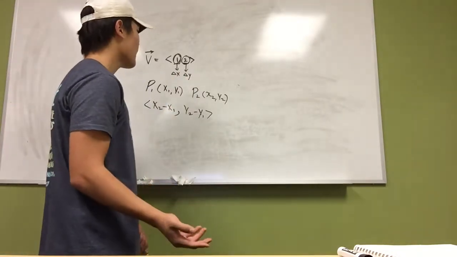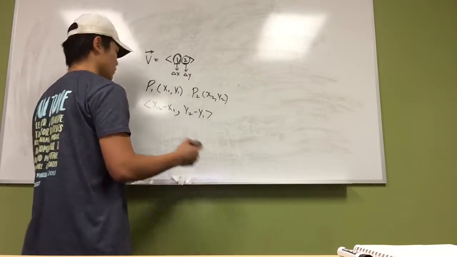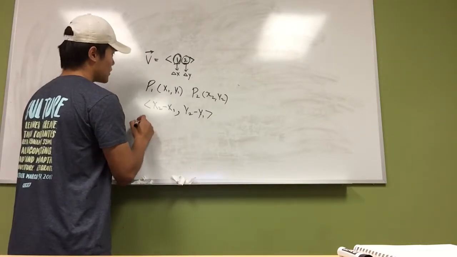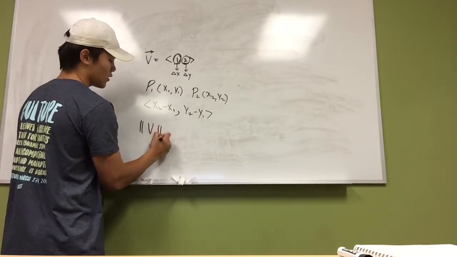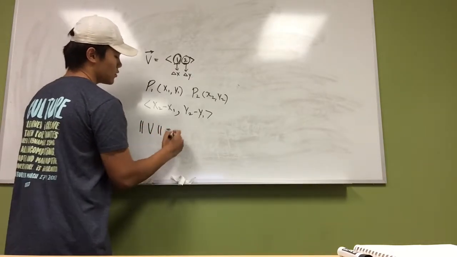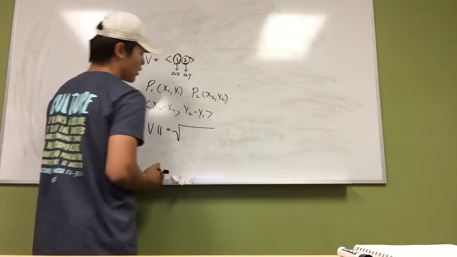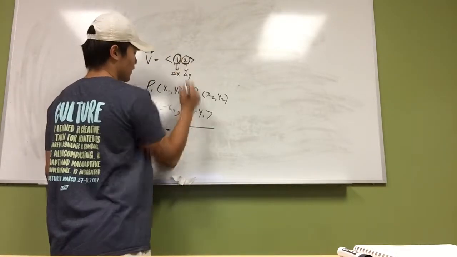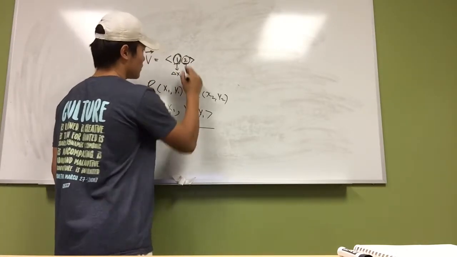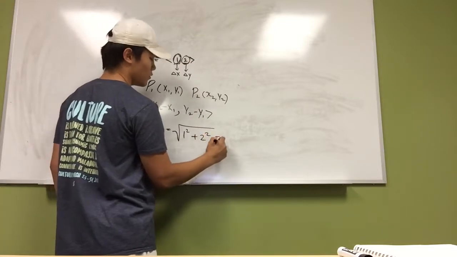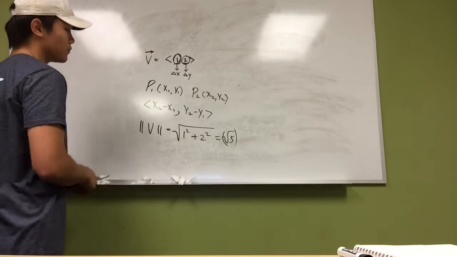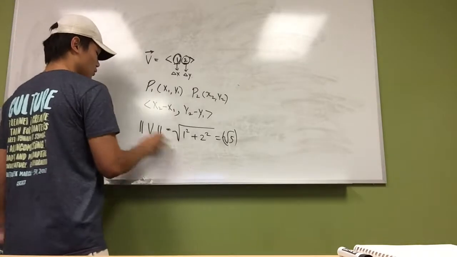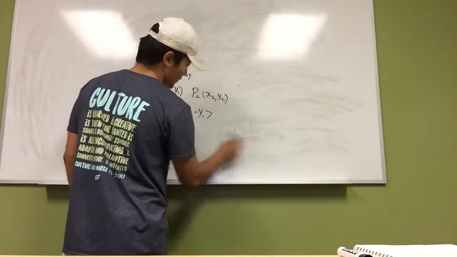Well, how do we find the magnitude? Let's see. The magnitude, we represent it with two straight lines around the vector like that, equals the square root of this 1 squared plus 2 squared, which equals the square root of 5. Cool. That was pretty easy.